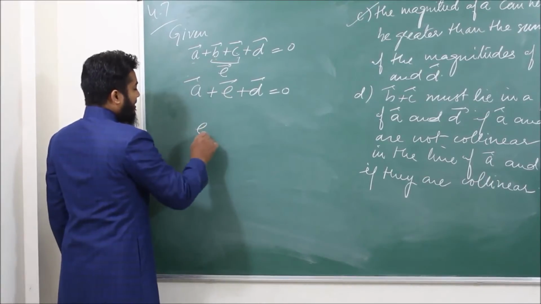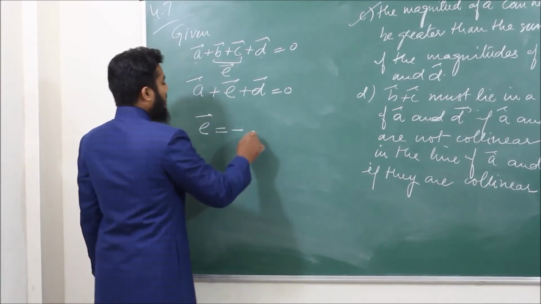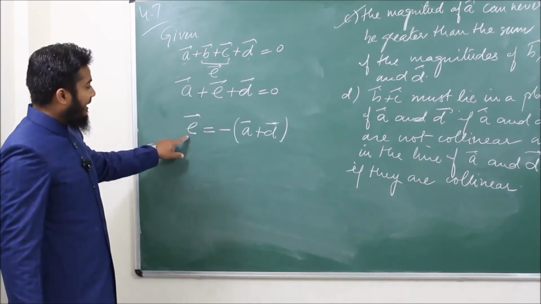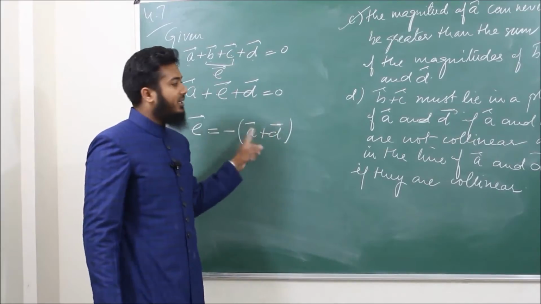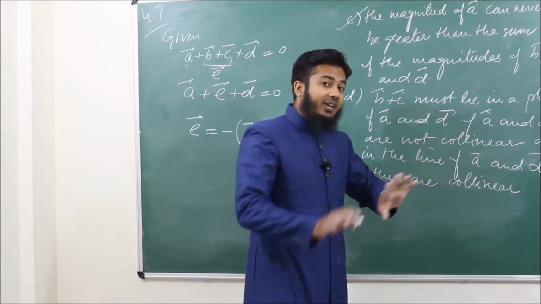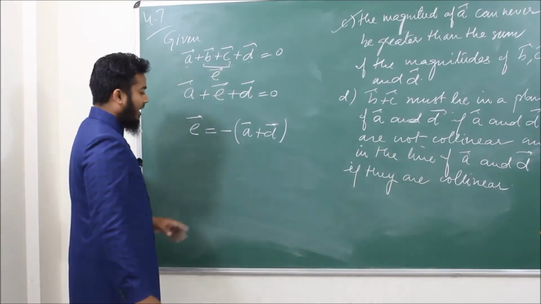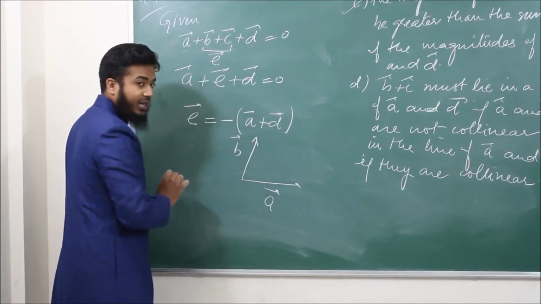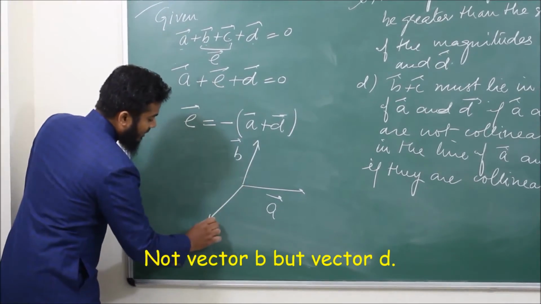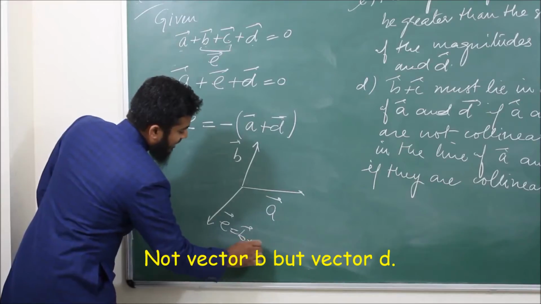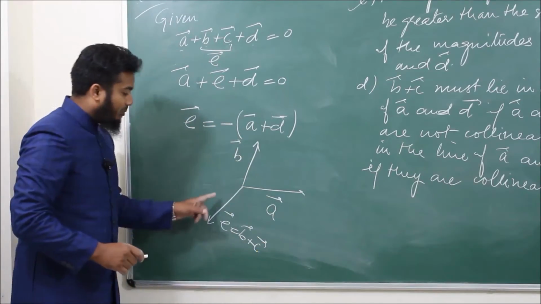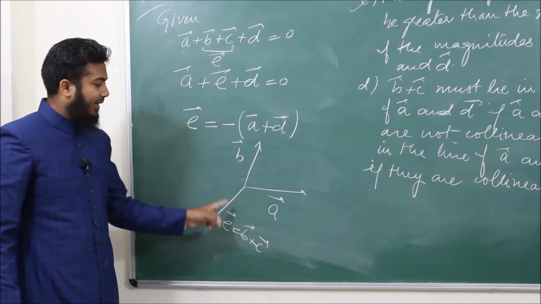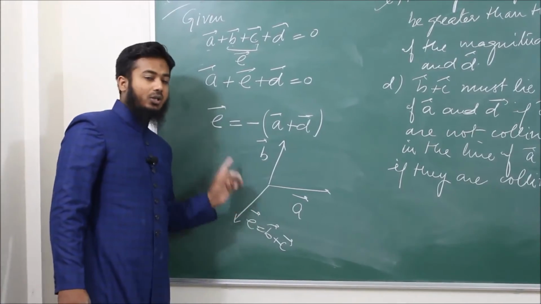Now I can write it like this: vector E will be equal to negative of (A plus D). So the vector E must be lying in the same plane as A and D if A and D are not collinear. So for example, like this is vector A and this is vector D. Then this vector E, which is B plus C, will be somewhere here. It will be opposite to the resultant of A plus D. So necessarily these vectors are lying in the same plane if A and D are not collinear.